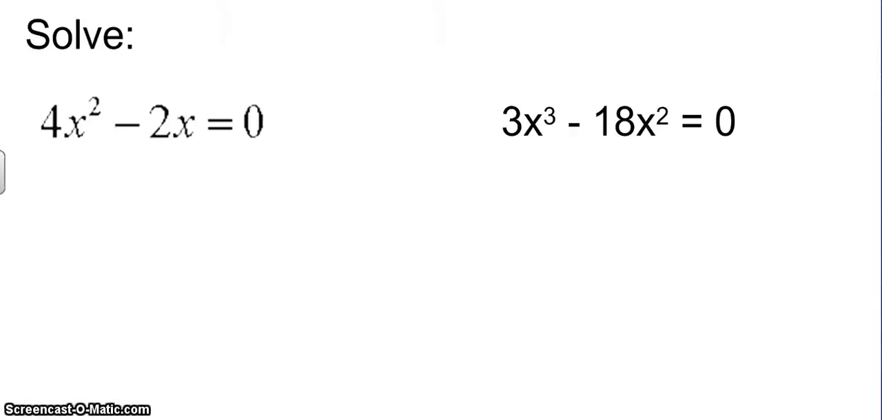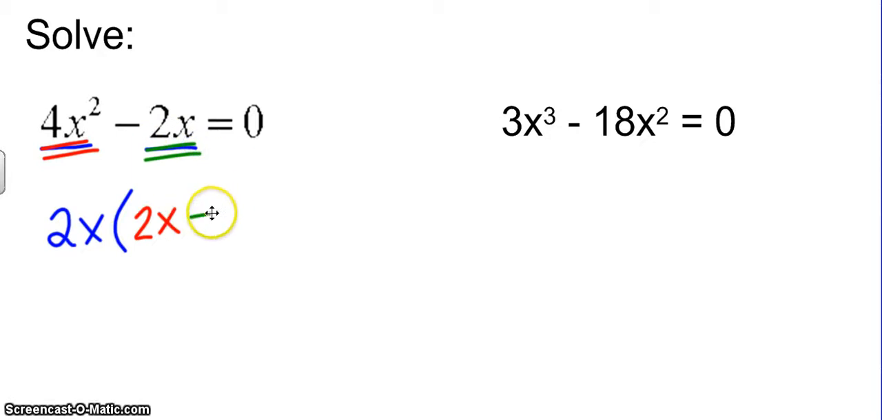So, here we are solving some polynomials. This first one is a quadratic, because it's x to the second power. You guys have studied parabolas before. Everything is set equal to 0, so we're good here. So the next thing you want to do is look for a greatest common factor. What's the biggest thing that 4x squared and 2x have in common? I'm going to say that's a 2x. If I take a 2x out of 4x squared, I'm going to be left with 2x. If I take a 2x out of negative 2x, I have a minus 1. It's all equal to 0.